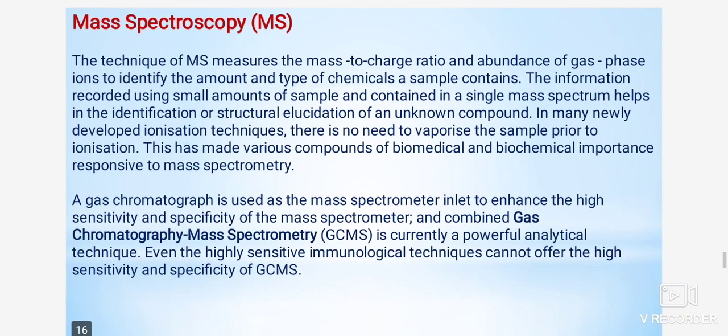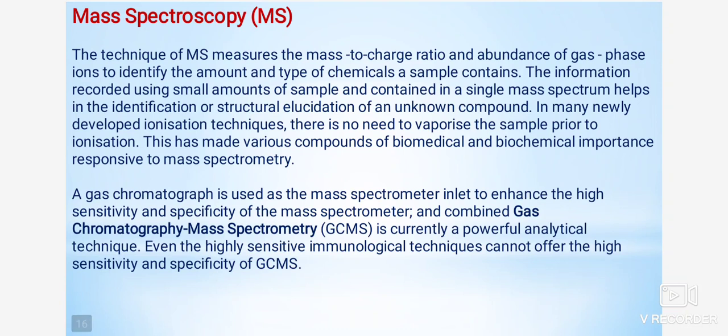Then the second one is mass spectroscopy. The technique of mass spectroscopy measures the mass to charge ratio and abundance of gas phase ions to identify the amount and type of chemicals a sample contains. So the information recorded using a small amount of sample and contained in a single mass spectrum helps in the identification or structural elucidation of an unknown compound.